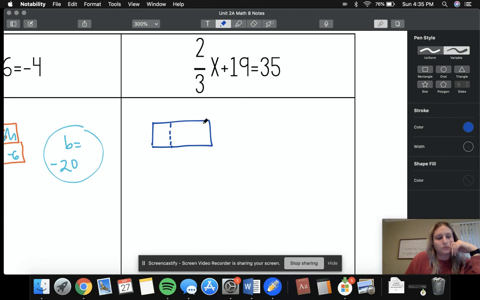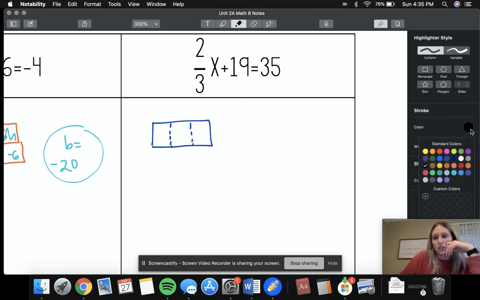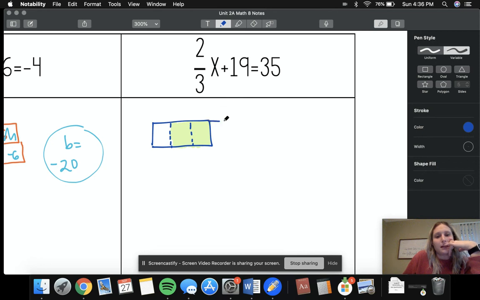So, okay, I'm going to change the color. I only care about 2/3 of the x. Okay, so here's 2/3 of it. And then from there, we're going to add 19 to it. So 2/3 of an x, this green part, plus 19, that amount is equal to 35.